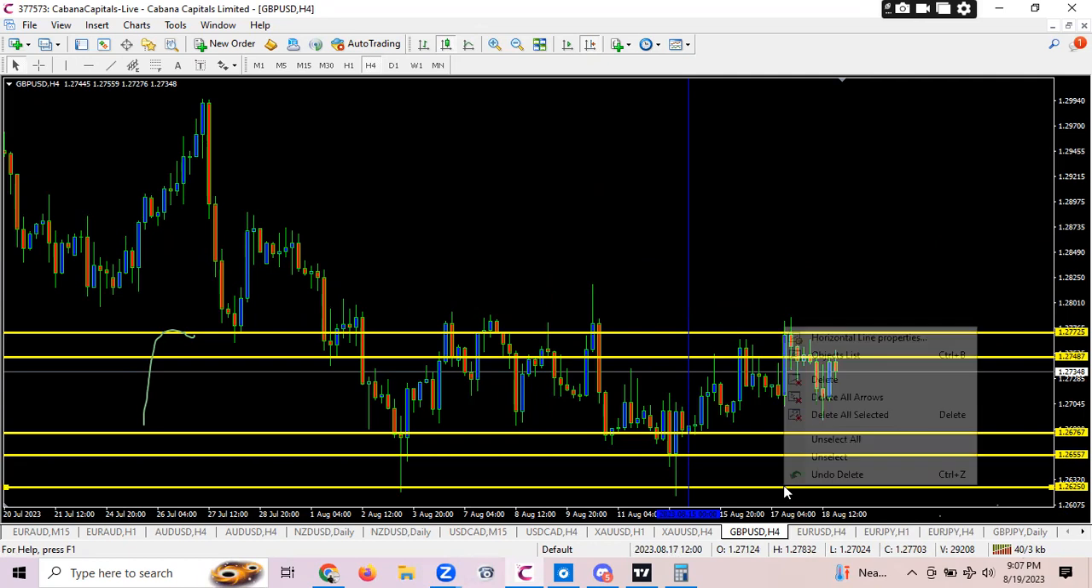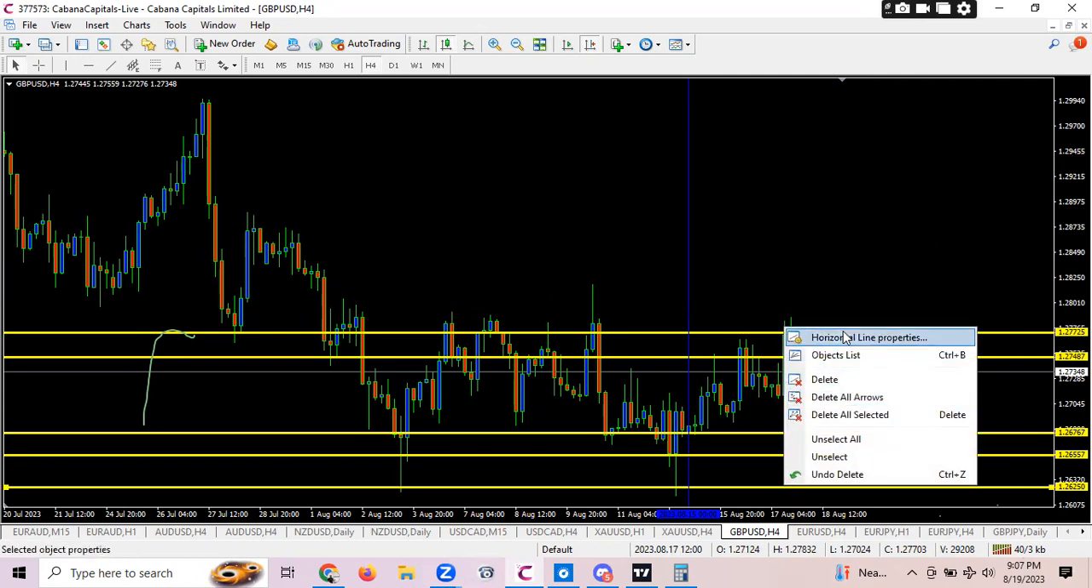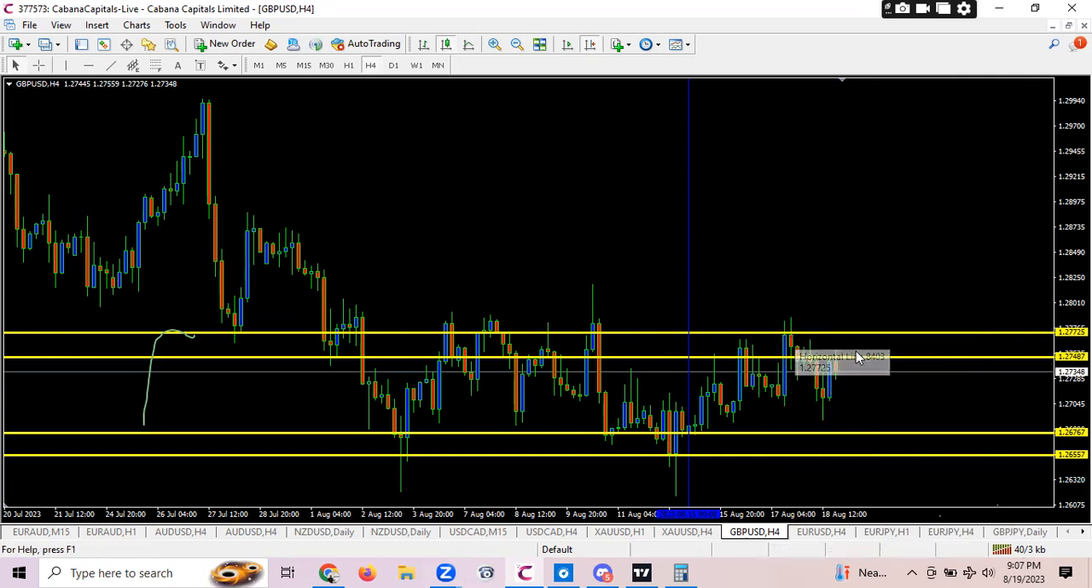So we now have the supply zone, resistance zone, and support zone, demand zone. If a candle closes above this resistance, you should buy this zone. That will be a buy. And if a candle closes below this support zone, you should consider selling.